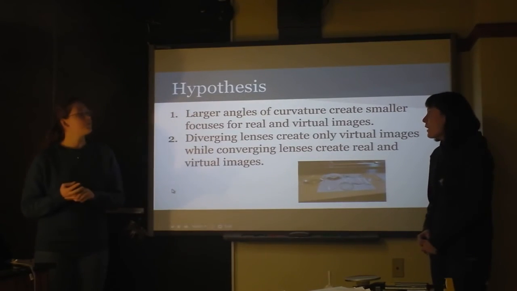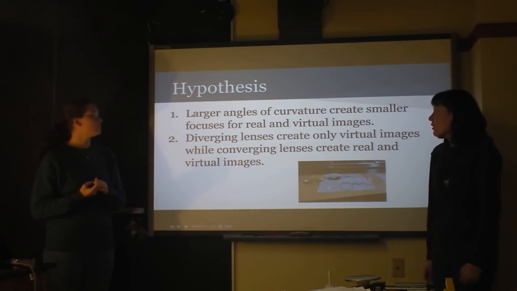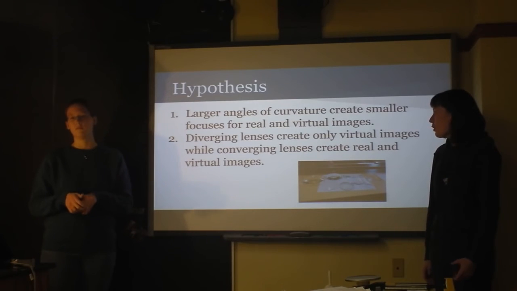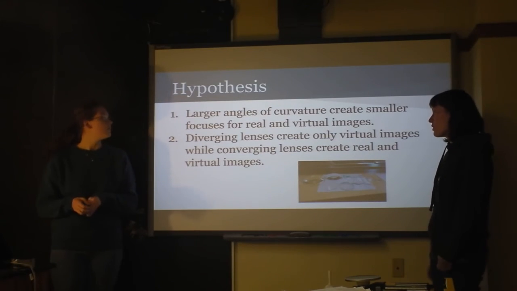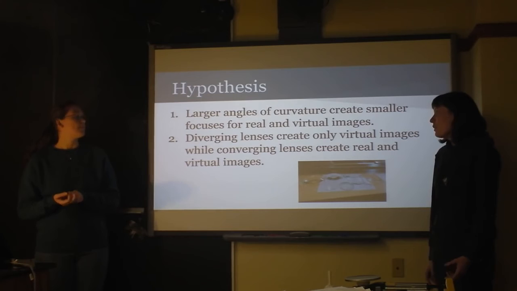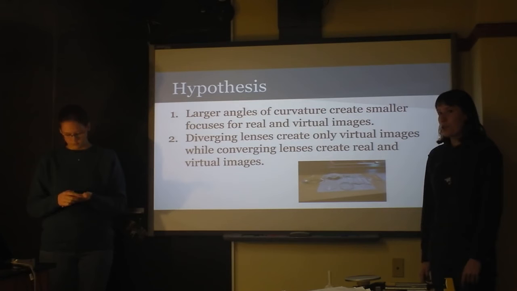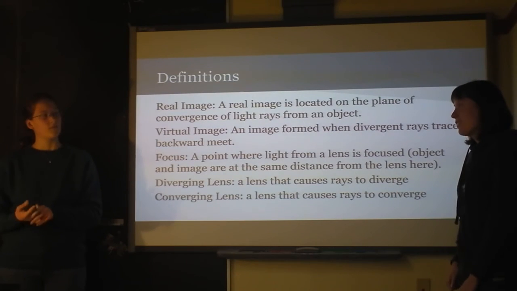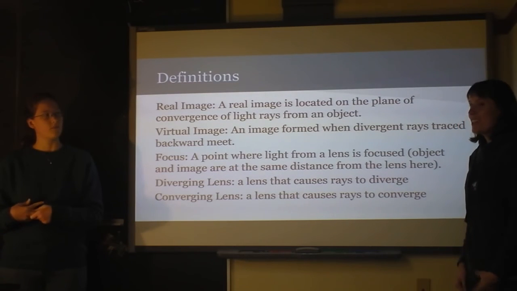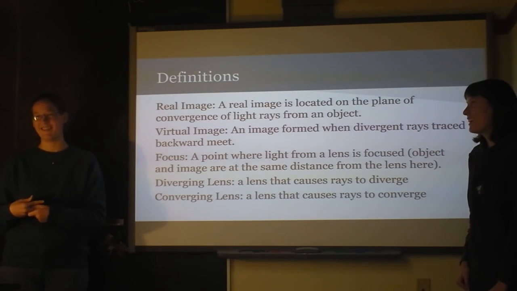So we had two hypotheses. One was that larger angles of curvature create smaller focuses for real and virtual images. And another one that we just wanted to prove to ourselves, diverging lenses create only virtual images, back at a point. And it's not actually there. If you put a piece of paper there, it doesn't exist. But you can still see it. So it's kind of weird.